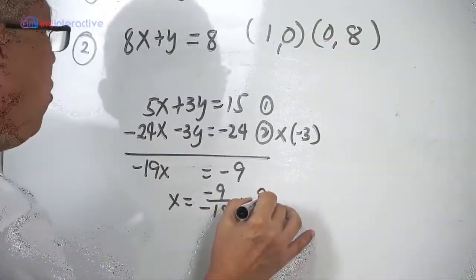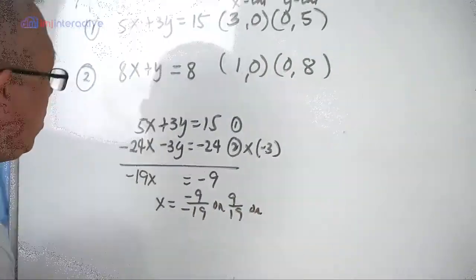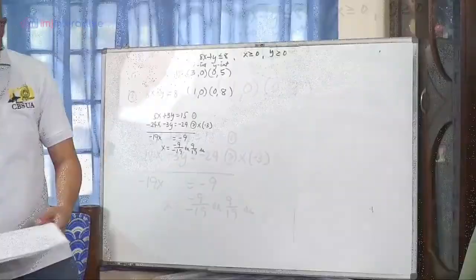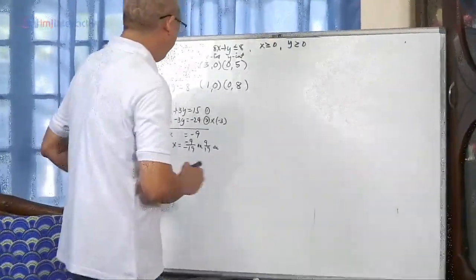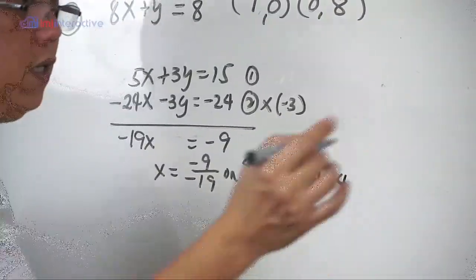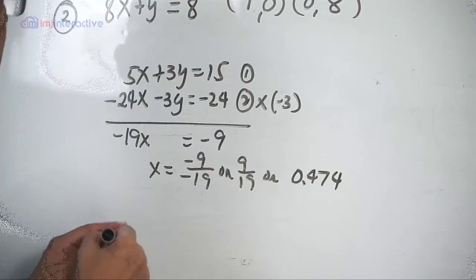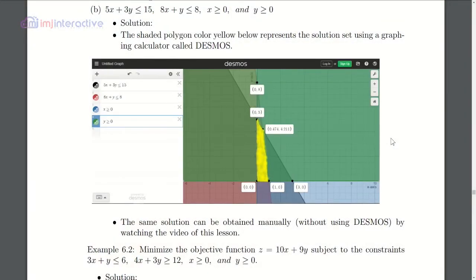Or 9 over 19, or the decimal equivalent of which is 0.474, as what you see in the graph. So we will look for this at the graph later. So for now, let us solve for y.